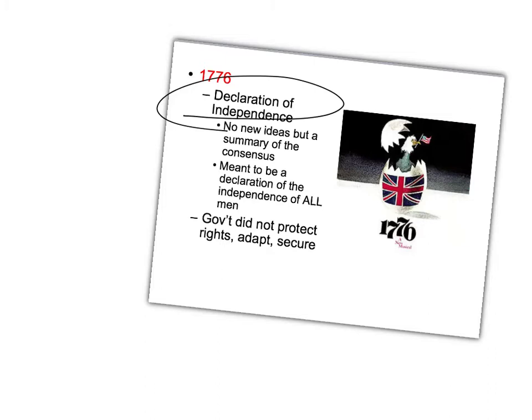The Americans claimed that the government did not protect the rights of the people, did not adapt to the responding needs of the people, and did not secure the people from invaders. For example, we could easily reference the French and Indian War, in which the Americans were forced to fight the French and the Indians along with the British.